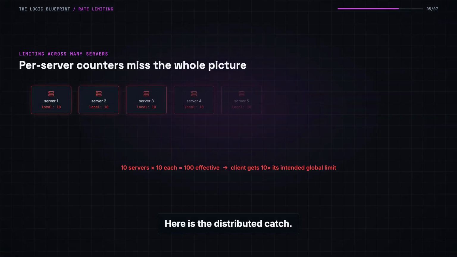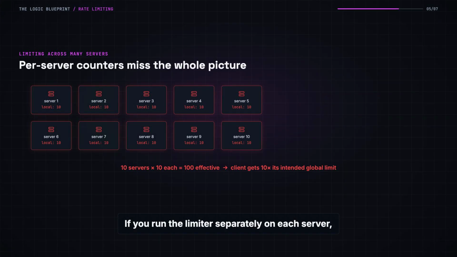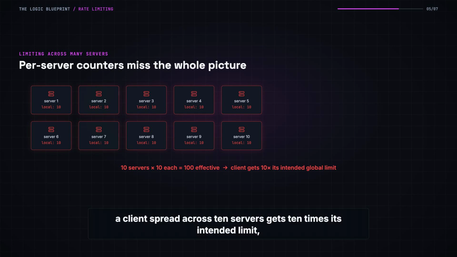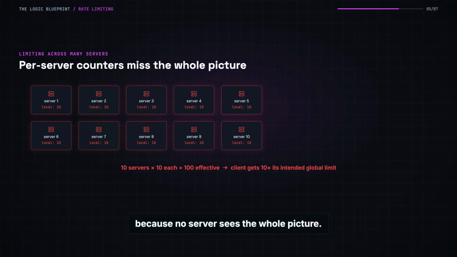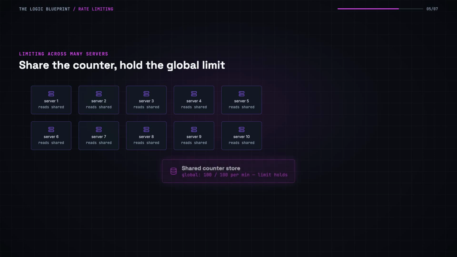Here is the distributed catch. If you run the limiter separately on each server, a client spread across 10 servers gets 10 times its intended limit, because no server sees the whole picture. So the counter has to be shared. Production systems keep rate limit state in a fast central store that every server reads and updates. So the limit is global.